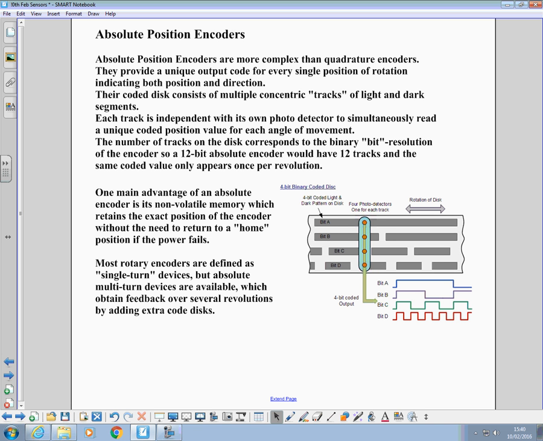The number of tracks corresponds to the binary bit resolution of the encoder. So a 12-bit absolute encoder has about 12 tracks, the same value as the resolution.